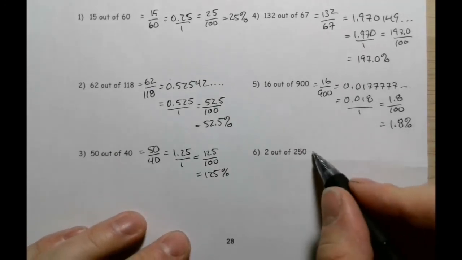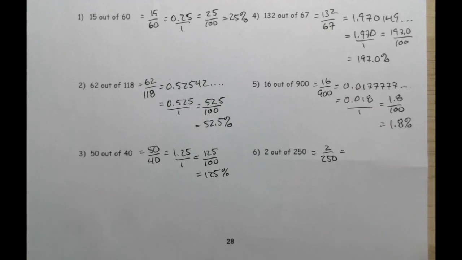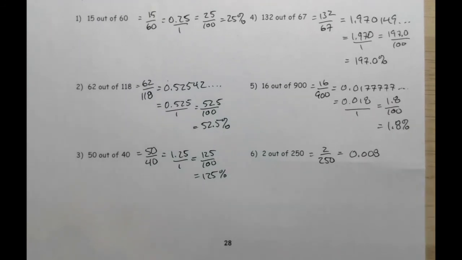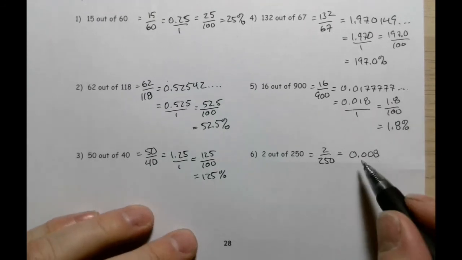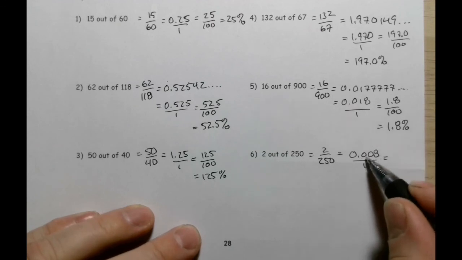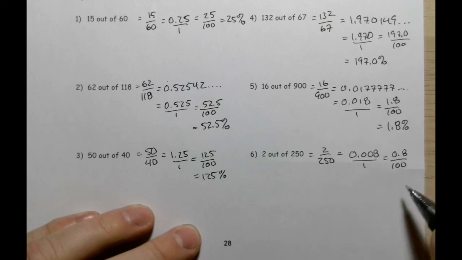And then 2 out of 250, 2 divided by 250 is 0.008. And actually, that's exactly it. Okay, so that was nice. This is like over 1. Multiply numerator and denominator by 100. So the decimal is going to move 2 to the right, so 0.8 out of 100. And that just becomes 0.8%.